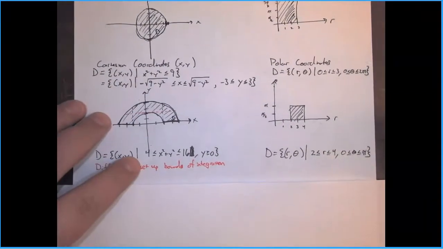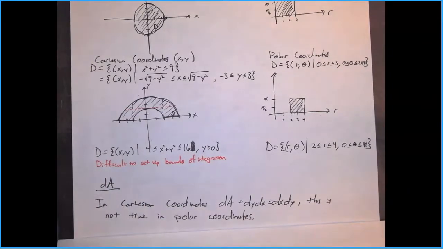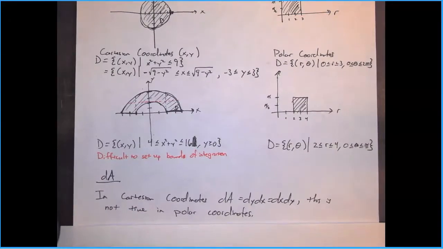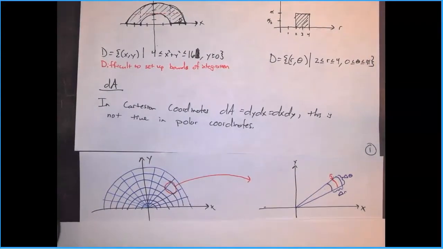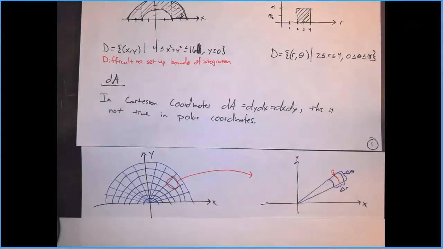Another issue we need to address before we can start doing examples is dA. So when we do a double integral, we have this double integral over region D, some function dA. In Cartesian coordinates, dA is just dy dx or dx dy. But in polar coordinates, we're not just going to get dr d theta or d theta dr. Something else is happening. So to derive this, to explain what's going on, let's take a look at a polar rectangle. What I have here, I split that polar rectangle up into smaller polar rectangles.